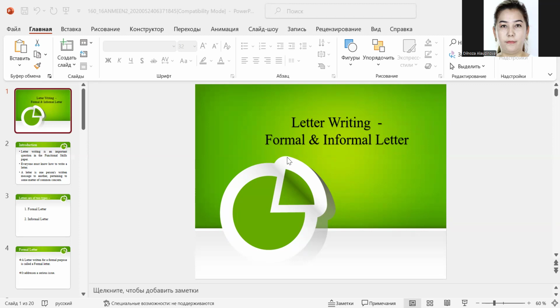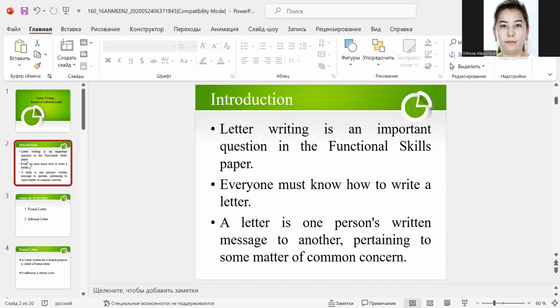Okay, our next theme is writing letters and types of letters. There are two types of letters in English. The first one is formal letters and the second one is informal letters. Let's begin to introduce our new theme.